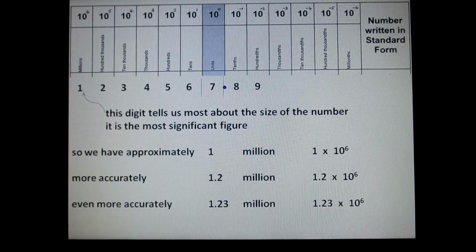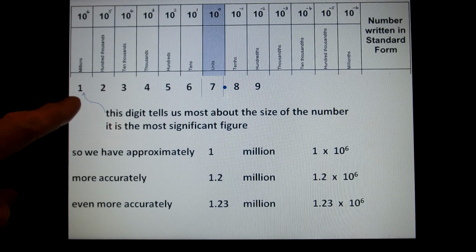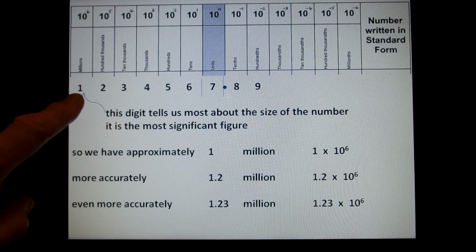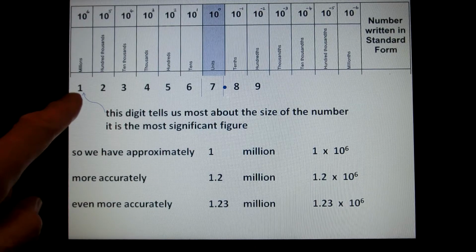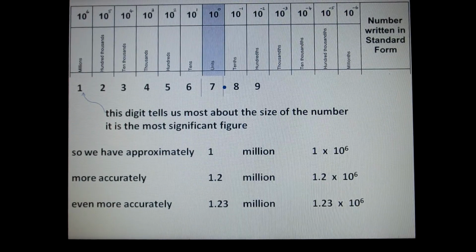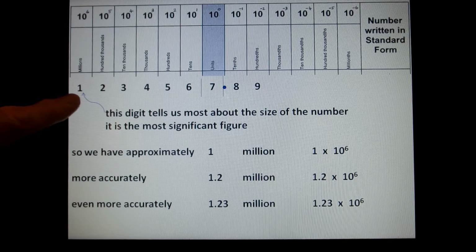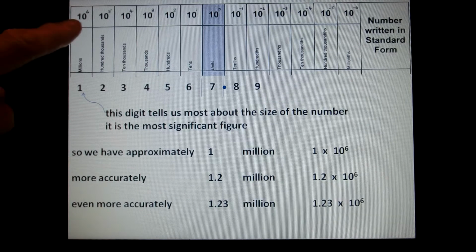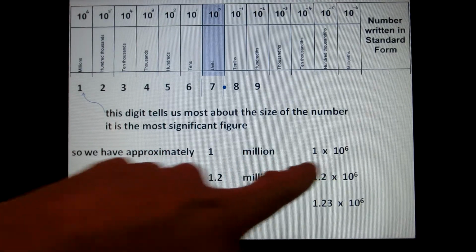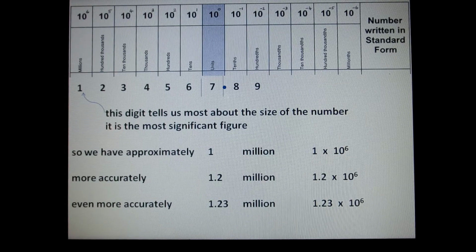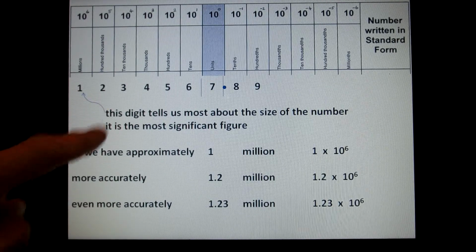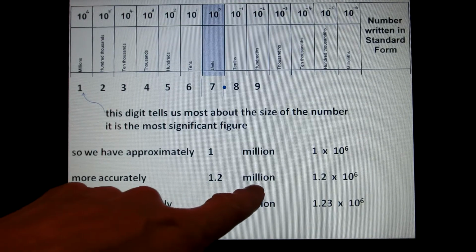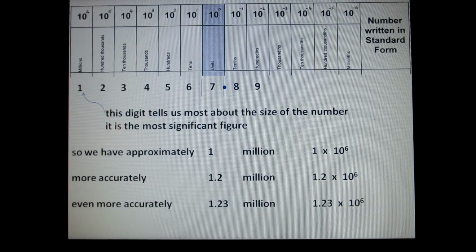Here we've got a much bigger number. We've got a number which is 1 and a bit millions. So 1 in the millions position. This digit here tells us the most about the size of the number. And it's the most significant figure in the number. What we've got is approximately 1 million. So very approximately, it's 1 times 10 to the 6. But being a little bit more accurate, we'd say it's 1 and a bit millions. It's 1.2 millions. So 1.2 millions, 1.2 times 10 to the 6.